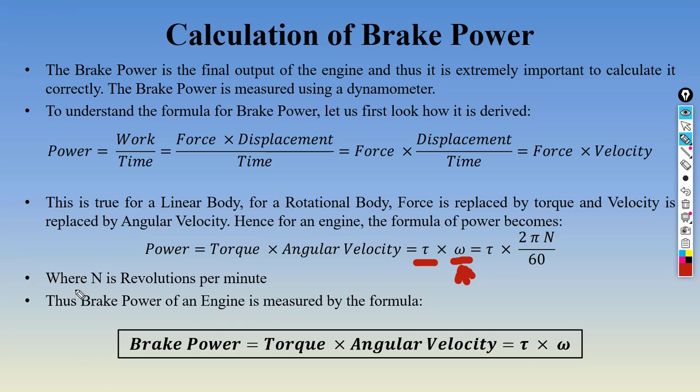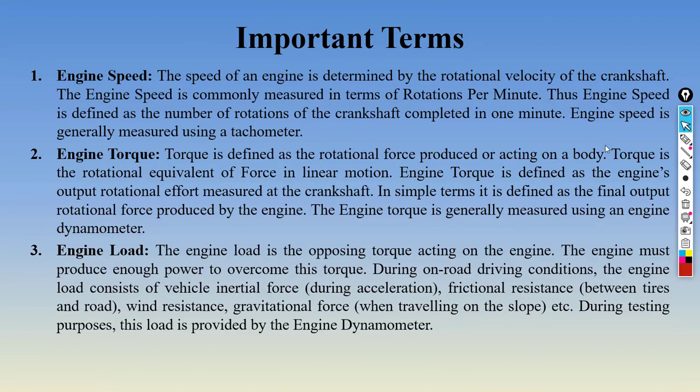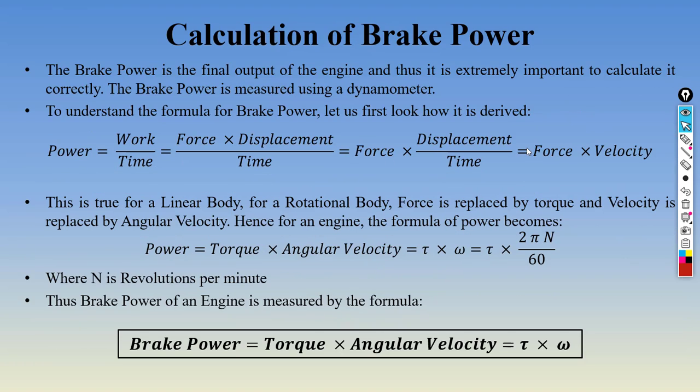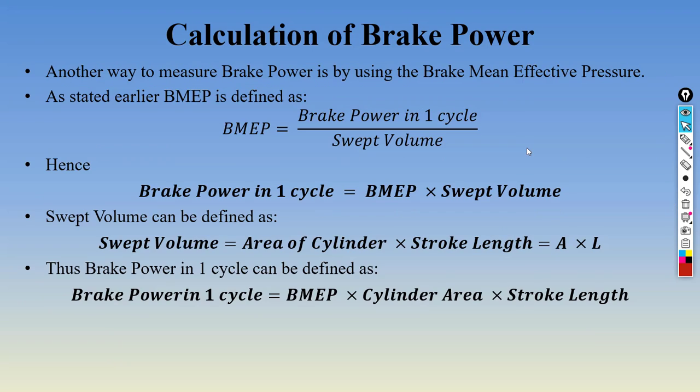So what is the definition of brake power? Brake power is torque into omega, that is, 2 pi n upon 60 into torque. What will be torque? Tau. See, the initial definition that we had seen, if you remember, tau is the engine torque. And what is n in the 2 pi n upon 60? Engine speed. That is why these two definitions are important. From here, you can understand how the brake power of an engine is calculated. What is the final output power of the engine? That is your brake power.